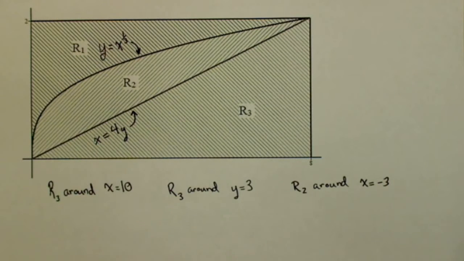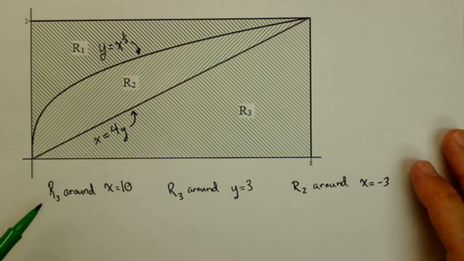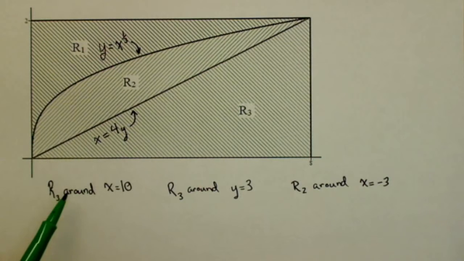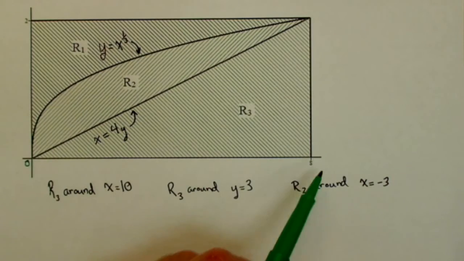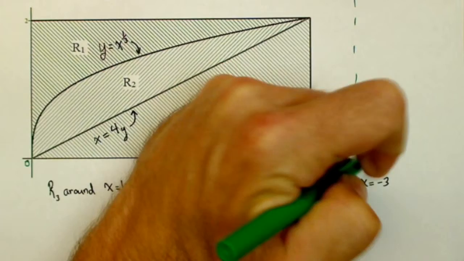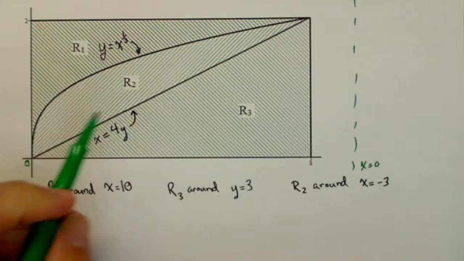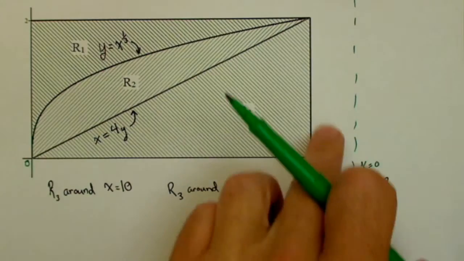So we're given three regions and a couple of functions, and we want to figure out what the definite integral looks like to calculate the volume of revolution around a given axis. So for instance, R3 around x equals 10. Now this one goes from 0 to 8. So 10 would be the axis out here. Here's our region 3. It's nice and enclosed. And we're going around a vertical axis.